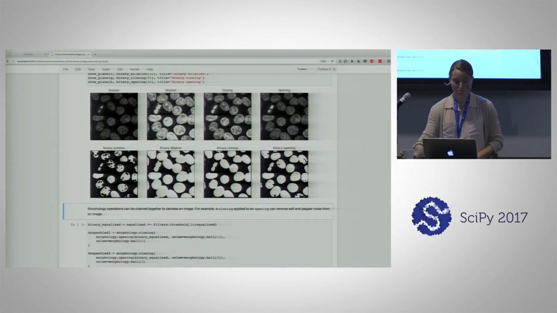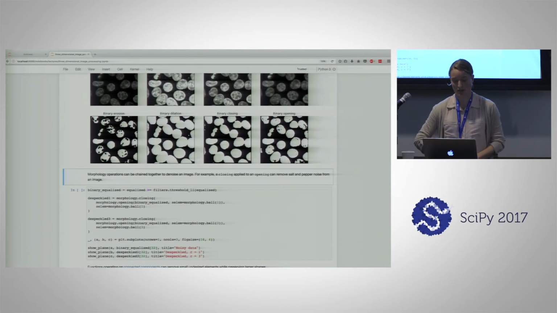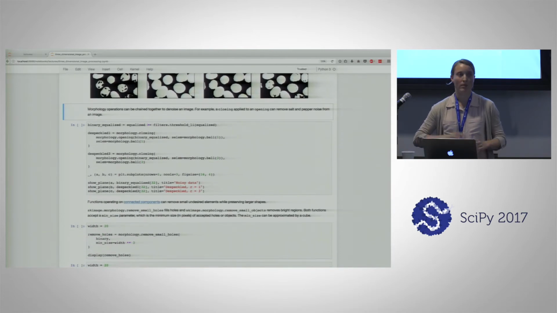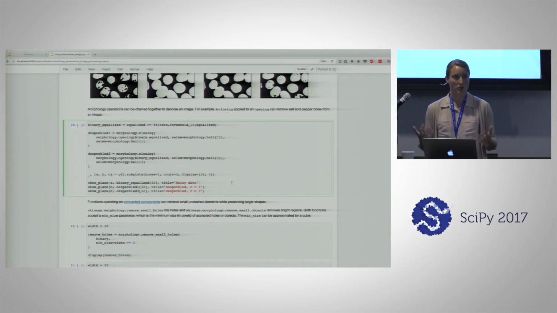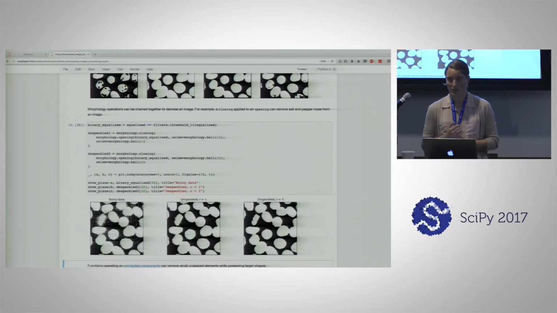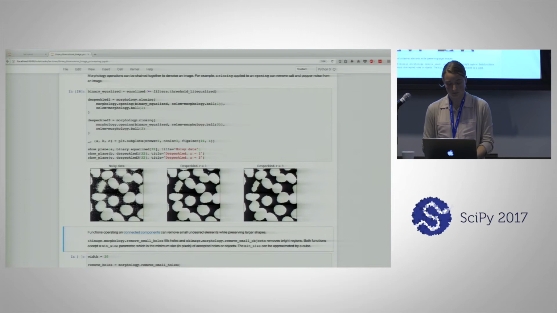So I mentioned that the morphology operations can be chained together to denoise an image, and we wanted to get rid of some of that speckle noise, and we wanted to fill in some of the holes in the nuclei. So to show you a dramatic example of that, I've binarized the histogram equalized image, which was quite noisy, quite littered with salt and pepper noise, and then applied the closing to the opening of each image, one using a ball of radius 1 and the other using a ball of radius 3.